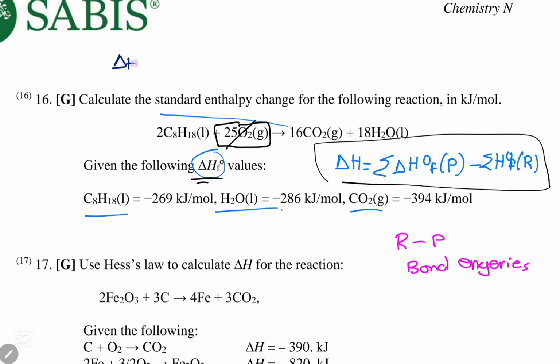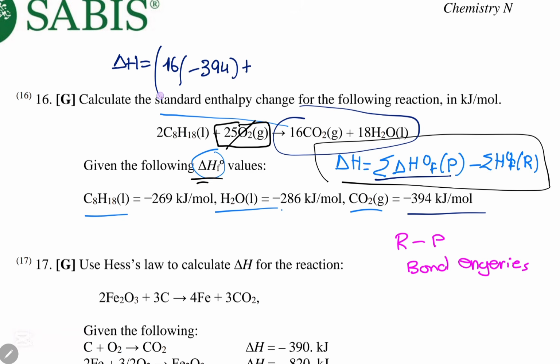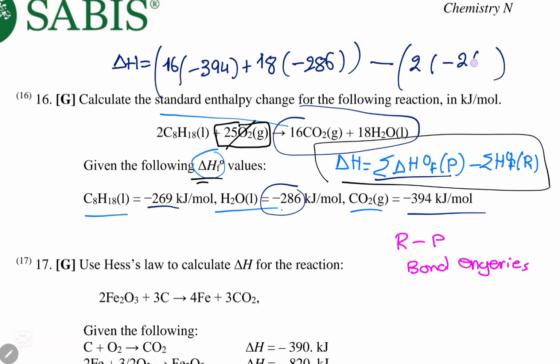So delta H, it's going to be equal to what? It's going to be equal to the sum of the heat of formation of the products. So that's going to be here. This is our product. So 16 times the heat of formation of carbon dioxide, which is minus 394, plus, open brackets if you want, plus 18 times the heat of formation of water, which is minus 286, okay, all of it is subtracted from the sum of heat of formation of the reactants, which is what? Which is 2 times the heat of formation of C8H18, which is minus 269.